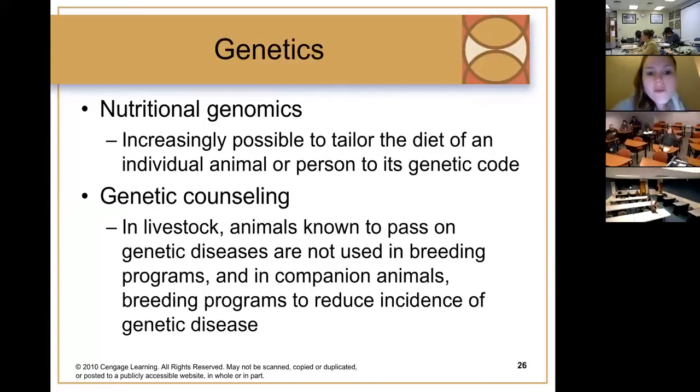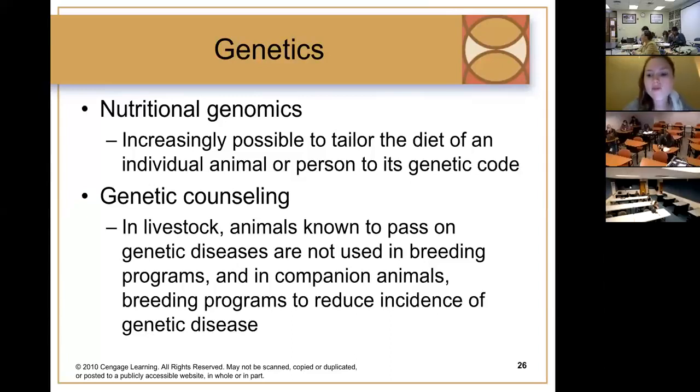Nutritional genomics makes it increasingly possible to tailor the diet of an animal or person to its genetic code. This is becoming more popular, and they've been doing more work with this. If you think about it, you have breeds, for example pig breeds, that are more likely to deposit muscle versus fat. If you know that about their genomics and their genes, you can feed them differently than you would pigs that put down more fat instead of muscle.